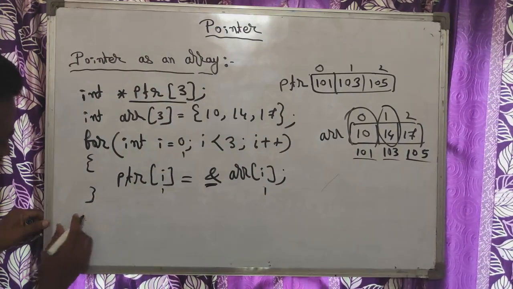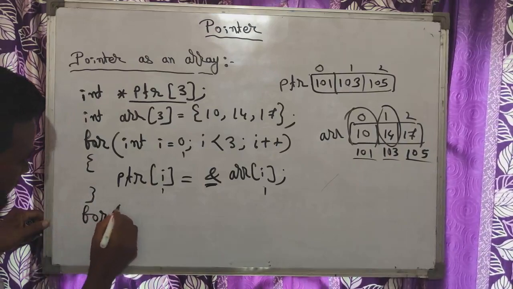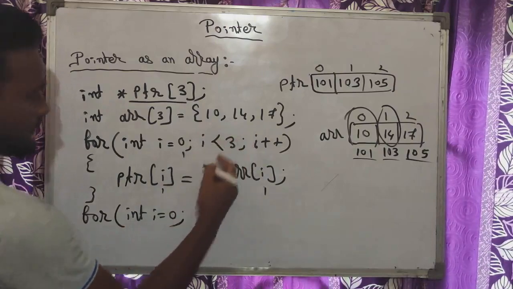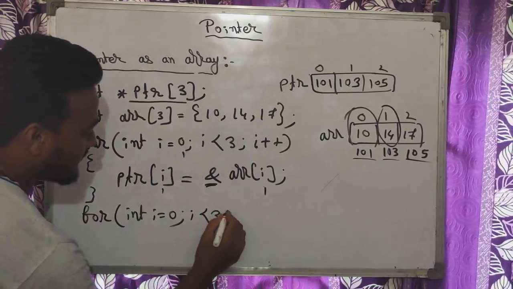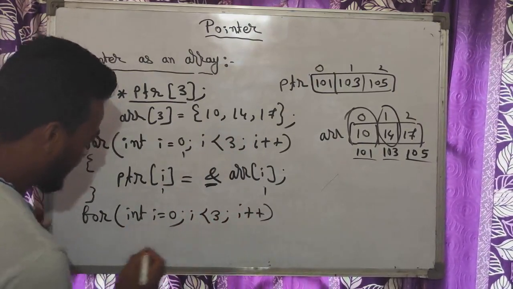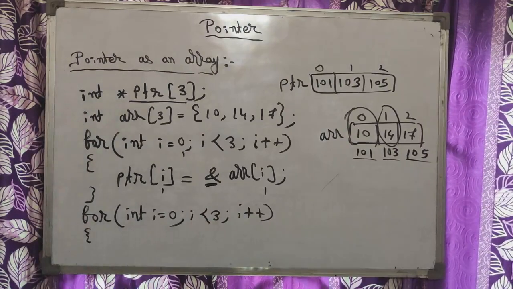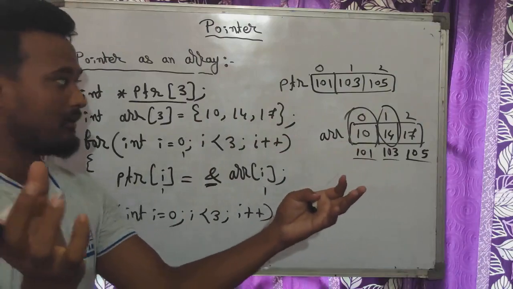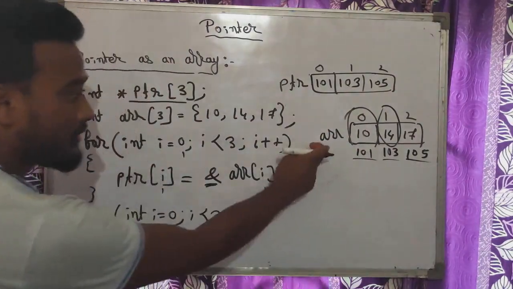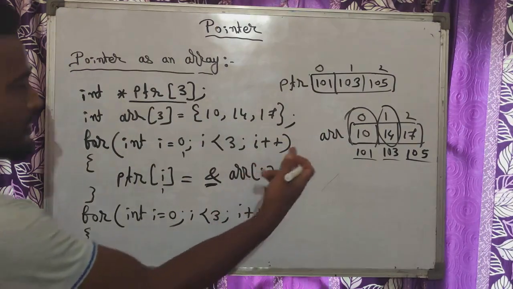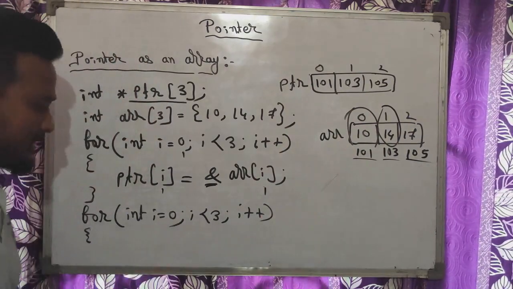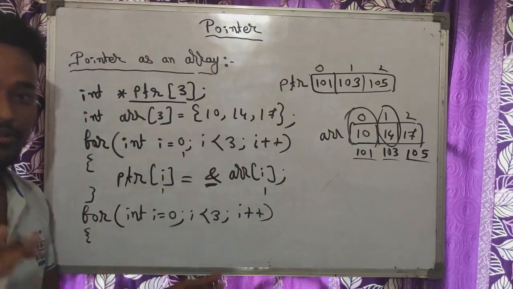Let's take a for loop only. So for loop, again int i equal to 0. How many elements? 3. So i less than 3, i plus plus. This time we are going to show the actual value through the pointer, not by the array. If you want to display the actual value with the help of the array, it is very simple. Just cout arr[i], it will work.